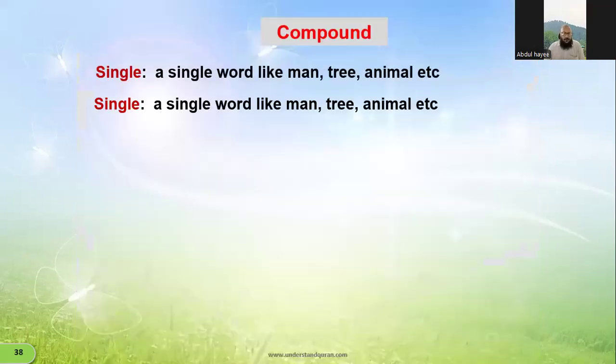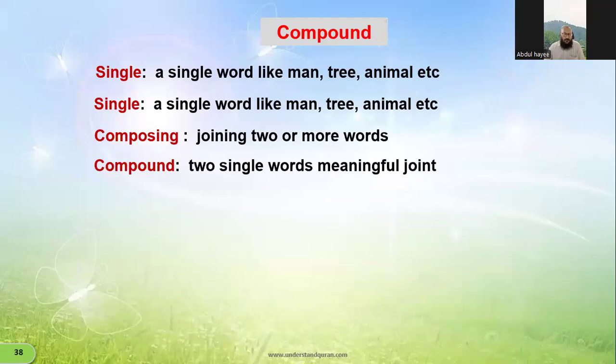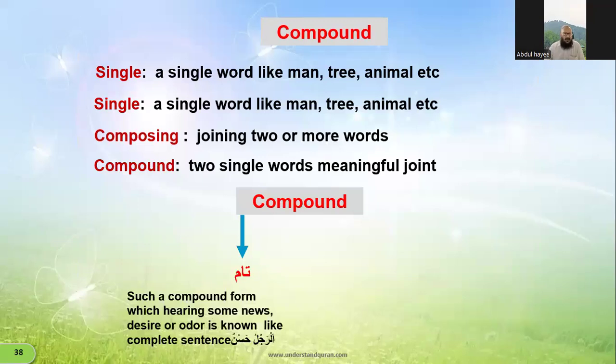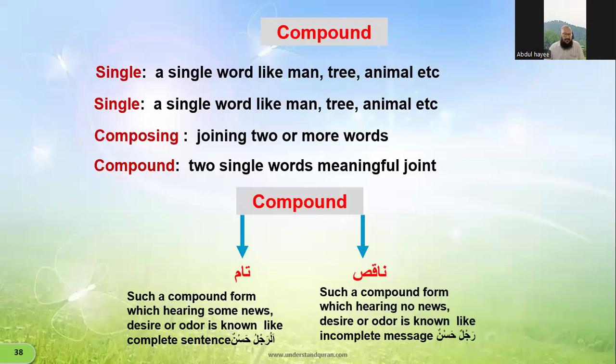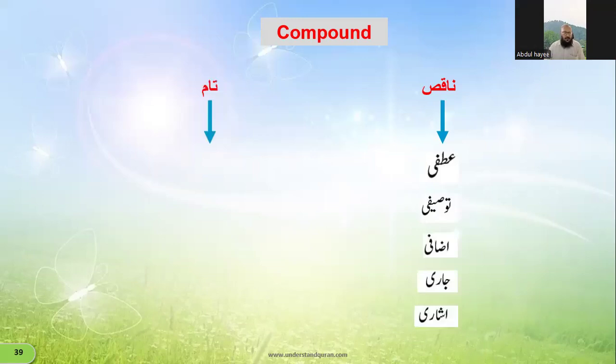We have compound and single. Single is a single word, and when they join, they become a compound. And the compound may be two or more words. Compound is tam, it gives a full meaning and understanding. And the single is naqis, it gives only some information. Like, see, naqis, we have the compounds murakkab atfi, murakkab tawsifi, murakkab idafi, murakkab jarri, murakkab ishari. What about the tam? We have 2 types: jumla ismiya, the nominal sentence, and jumla fi'liya, the verbal sentence.